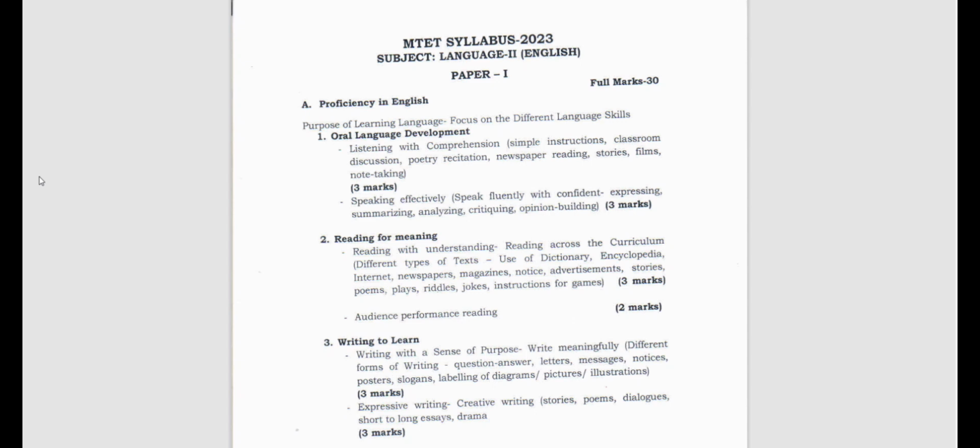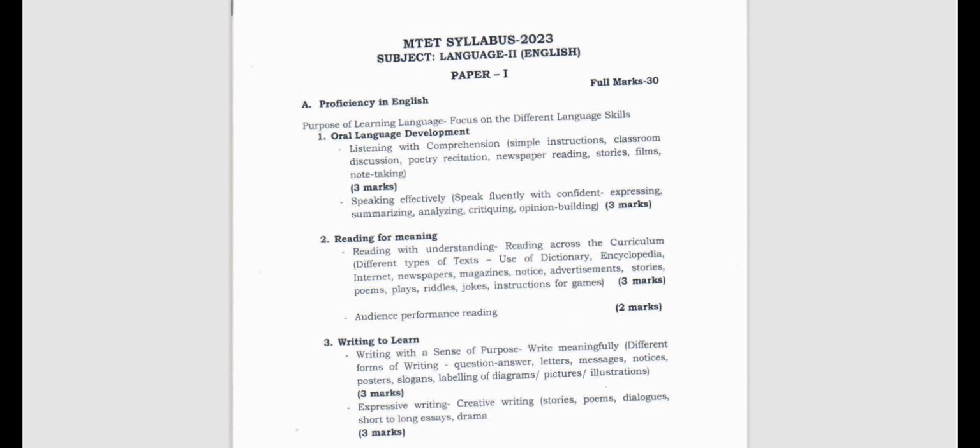English will be coming for 30 marks, as you know. So how many questions will be there? Of course, 30 questions will be there, that means one question for 1 mark, right? So let us see what exactly we have in the syllabus.